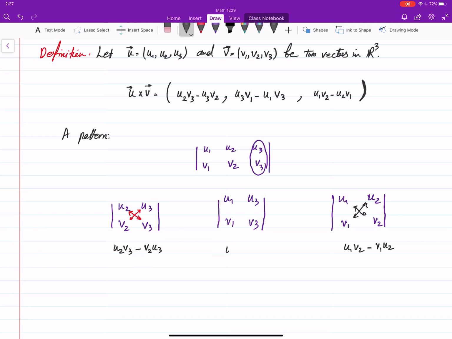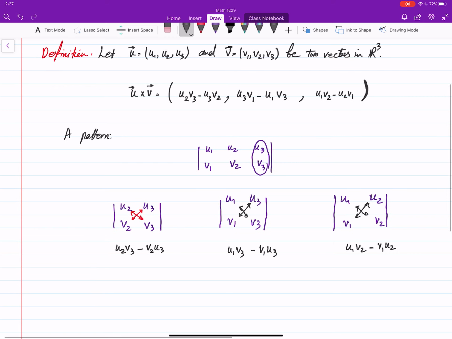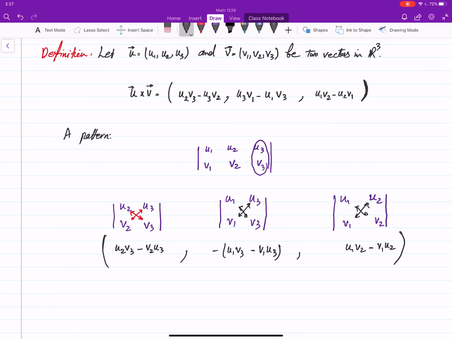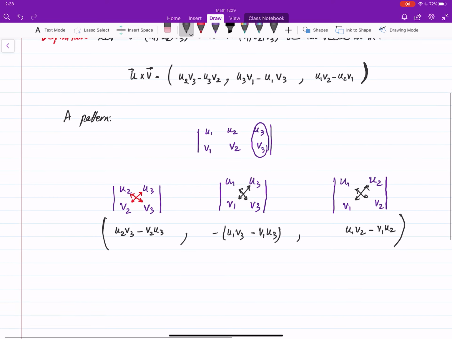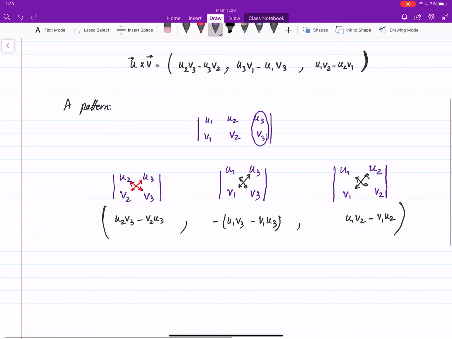And for this one it is u1 v3 minus v1 u3. There is one thing you have to be careful about. In the middle part, you always put a minus and multiply everything by minus. So that will give you the components you're looking for. Basically, for those who know the determinant, these are the determinants of these submatrices. We will get back to this later. Let's just do some examples and then we will see how everything goes.